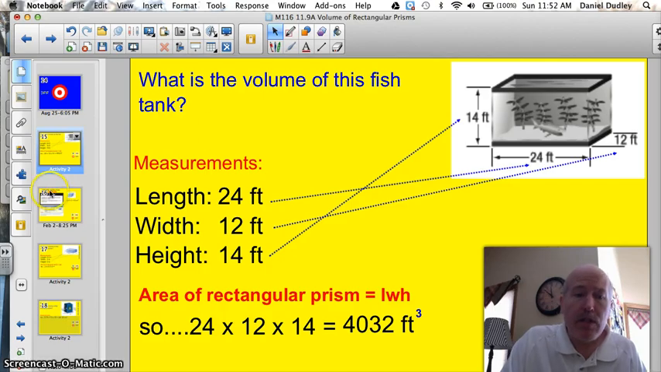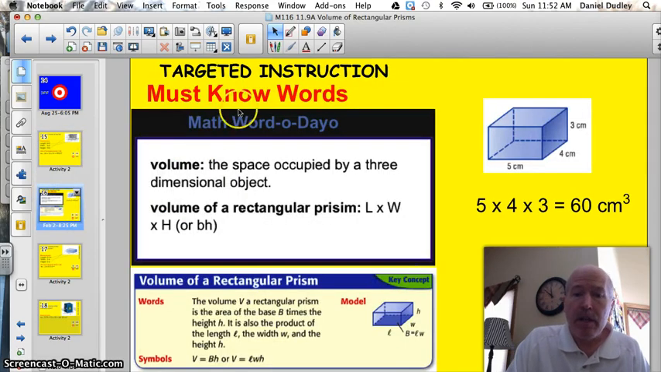All right, let's get to the vocab for the night. Here it is: volume, the space occupied by a three-dimensional object. The volume of a rectangular prism, you can get by multiplying the length times the width times the height, or the base times the height. And I'll talk about that at the end. It's the same thing, they just combine the length and the width.